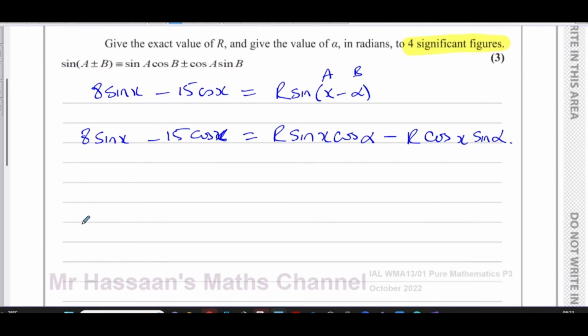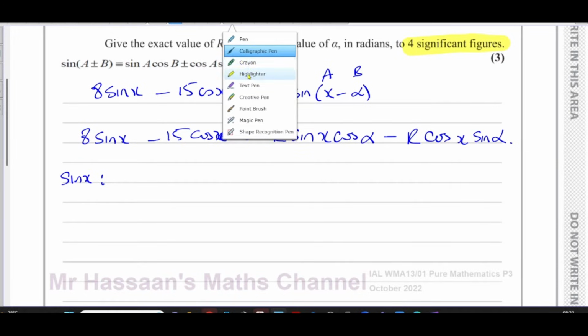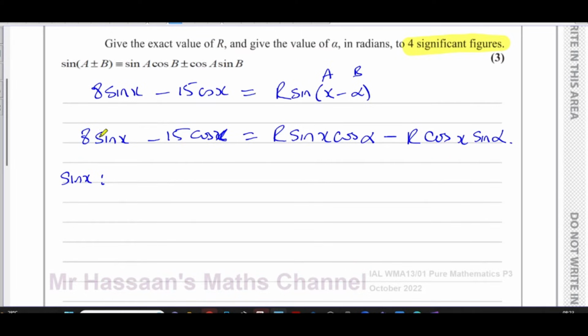We compare these two. I'm going to compare the coefficients of sine x first. On the left-hand side, if you look at sine x, what's multiplying it is 8. Here's the sine x on the right-hand side of the identity, and what's multiplying it is r cosine alpha. So what we can say is this 8 must be exactly the same as r cosine alpha, because these two things must be the same.